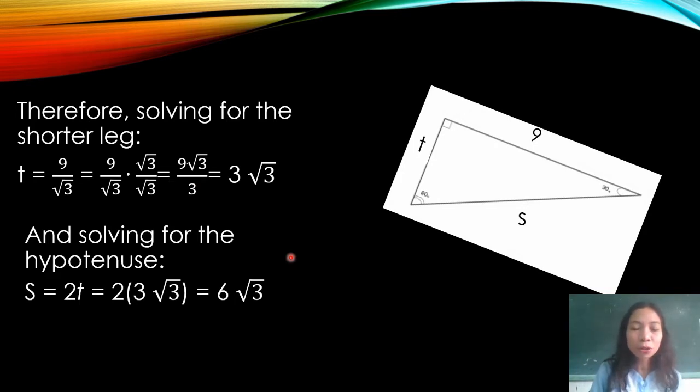Next, to solve for the hypotenuse, the hypotenuse of the 30, 60, 90 degrees triangle is 2 times the measure of the shorter leg. So we found already the measure of the shorter leg, that is 3 times the square root of 3. So we will multiply it by 2. So ano yung i-multiply natin dito? 2 ba i-times sa the square root of 3? Or 2 i-times sa 3? So since yung 2 ay constant, i-multiply natin siya sa constant na 3. So that will be 6 and attach the square root of 3. So the measure of the hypotenuse or letter S is 6 times the square root of 3.